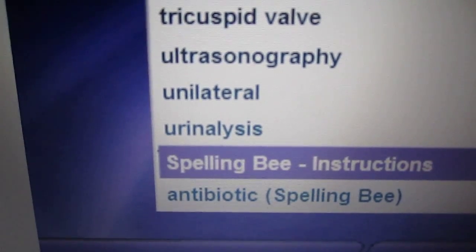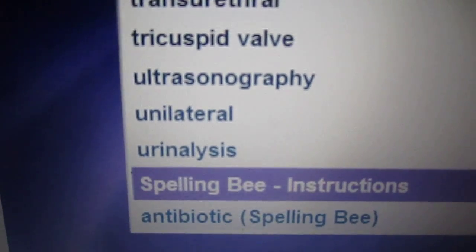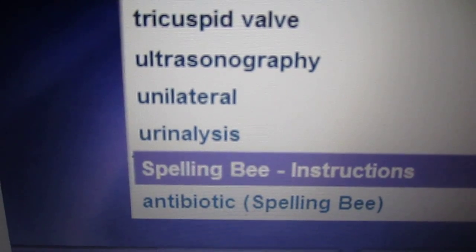For the spelling bee, I will read a term 2 times. Please spell it aloud in your head or on paper. Then I will spell it for you.